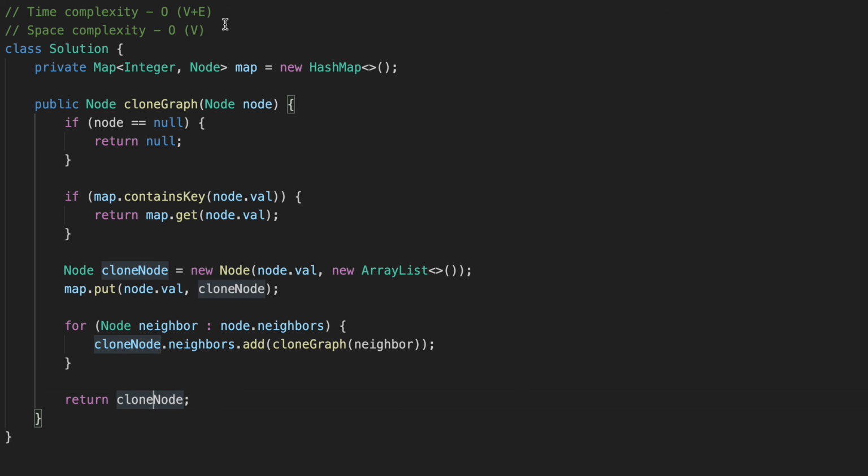So what's the time and space complexity of this solution? The time complexity is vertices plus edges. So in our case, how many nodes we have and how many edges we have. Each node and edge we are visiting once. The space complexity is determined by the size of our hash map, which is equal to the number of nodes. So it's O of V.